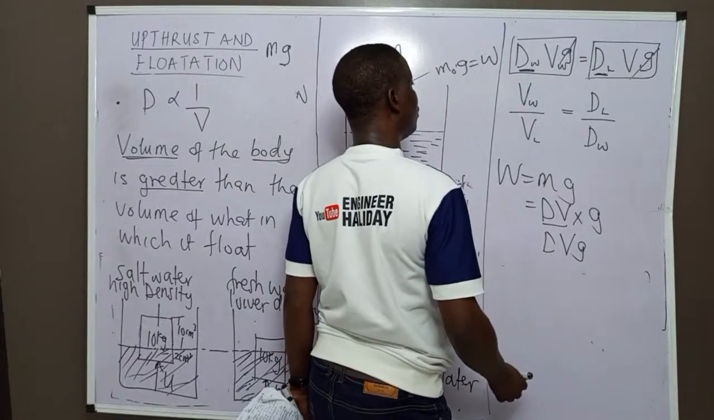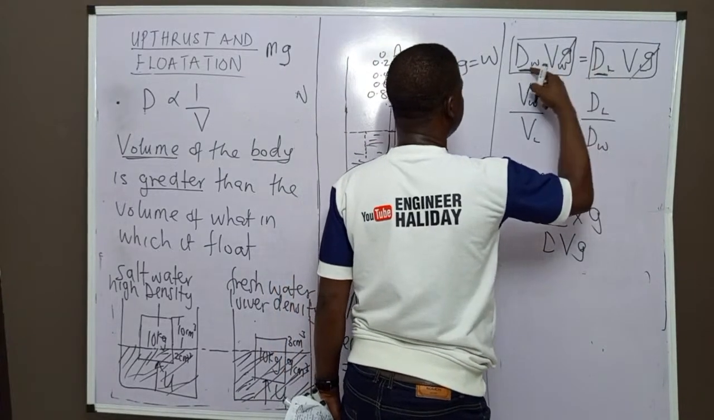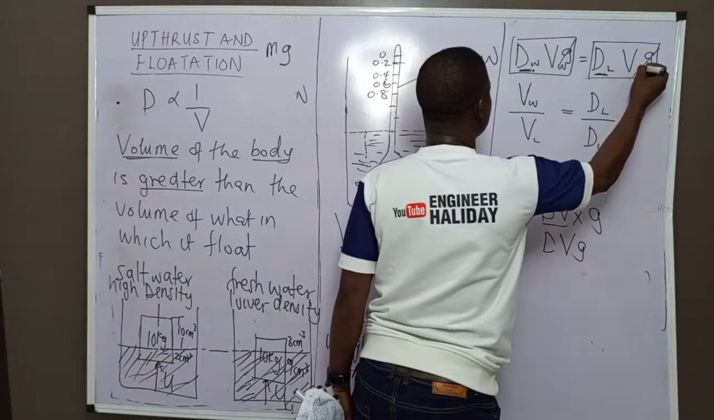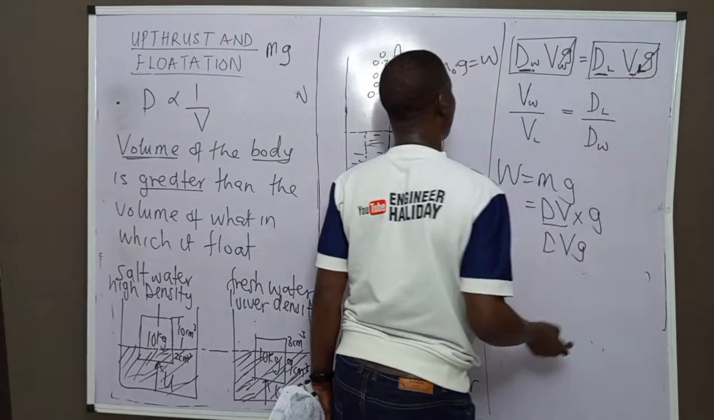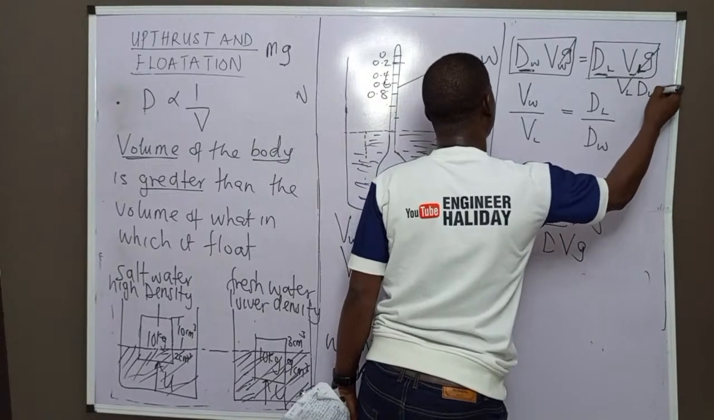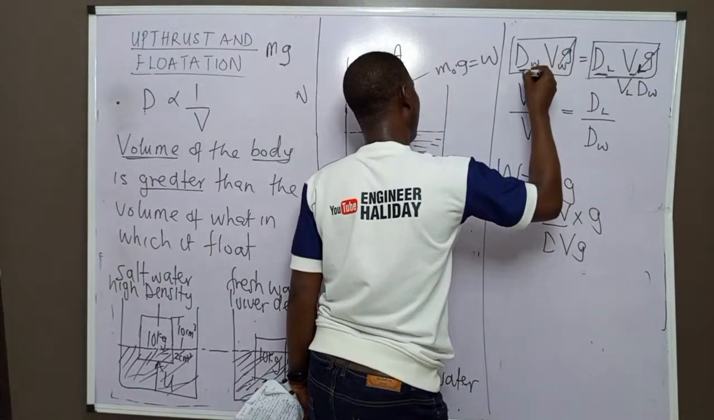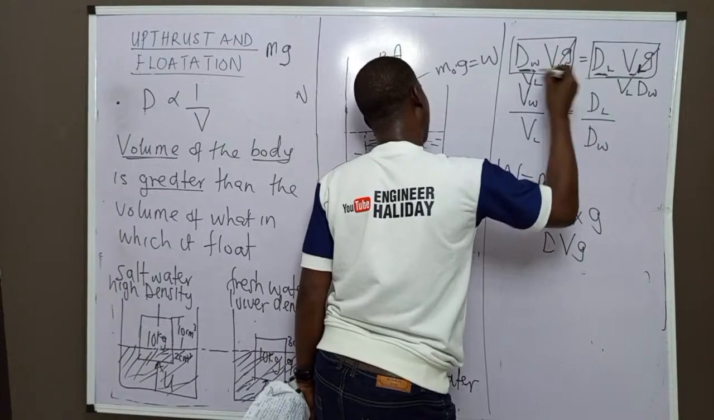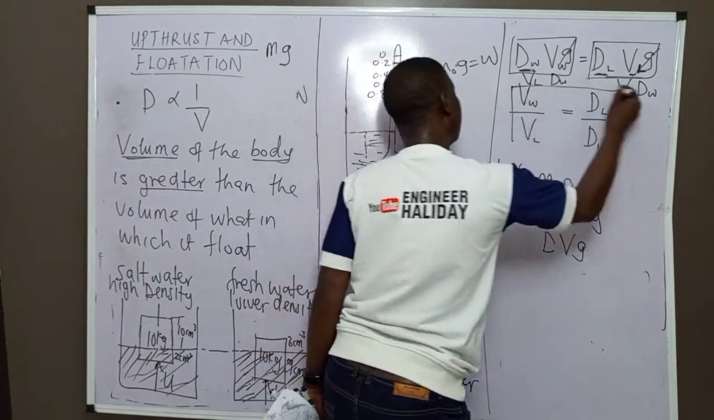Or I want to remove this particular one here, this volume of liquid. What do we do? Divide both sides by volume of liquid times density of water. What you are going to have is this one. Please take note of that.